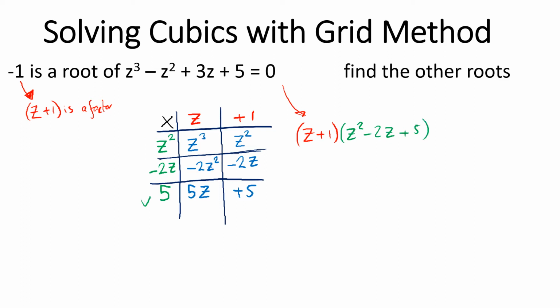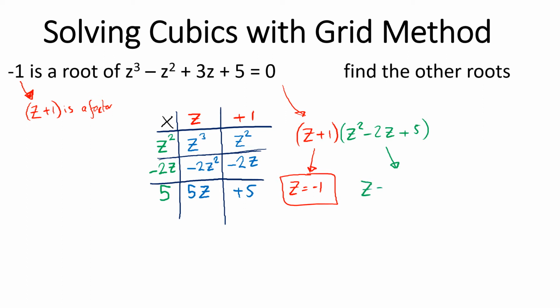Okay, well, why have we done that? Well, it means we can now properly find the other roots by solving this quadratic that we're left over with. So we obviously know that z equals -1 is a solution because we were told that right at the start. And for the other ones, we can stick it into the quadratic formula.